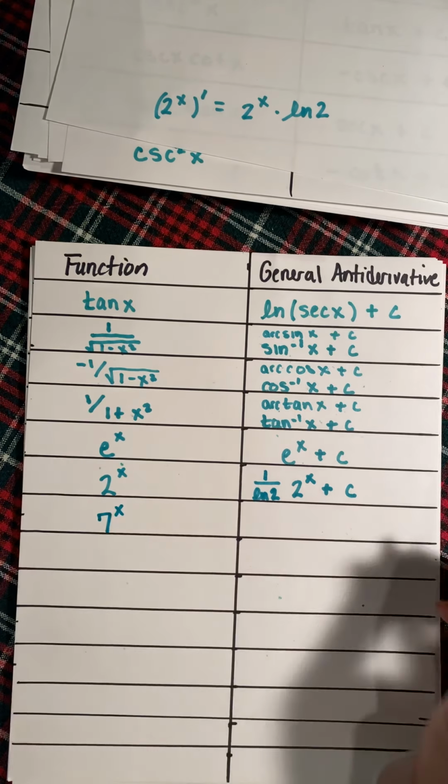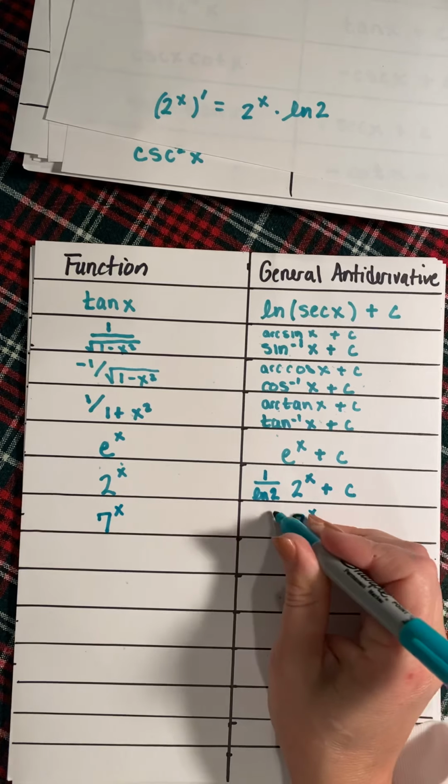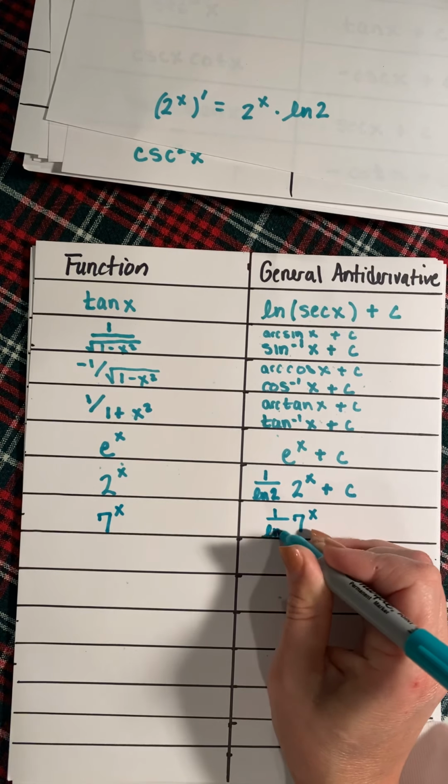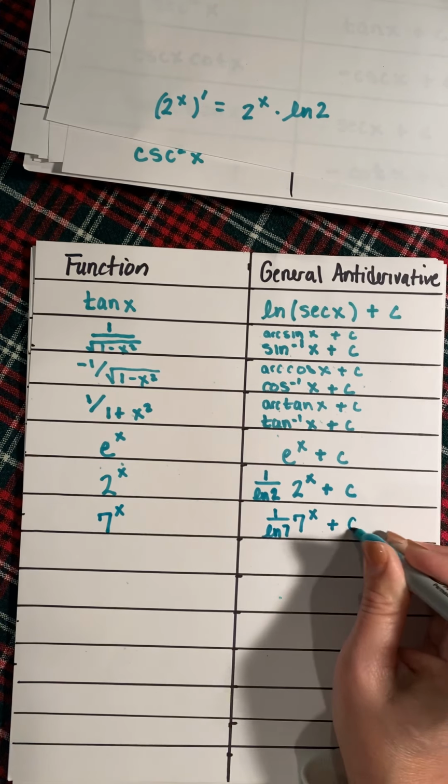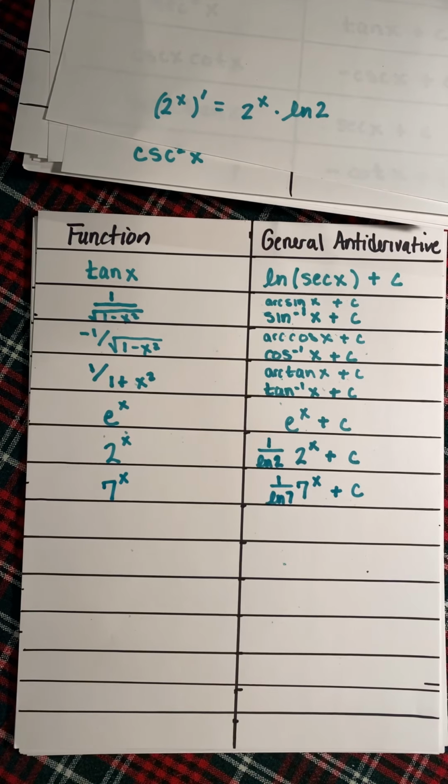So if I had 7 to the x power, the antiderivative would be 7 to the x, but then I have to counteract that natural log of 7. So it'd be 1 over the natural log of 7 times 7 to the x. Remember when we took the derivative of 7 to the x, it was 7 to the x times the natural log of 7. When we take the antiderivative, we divide by that coefficient.